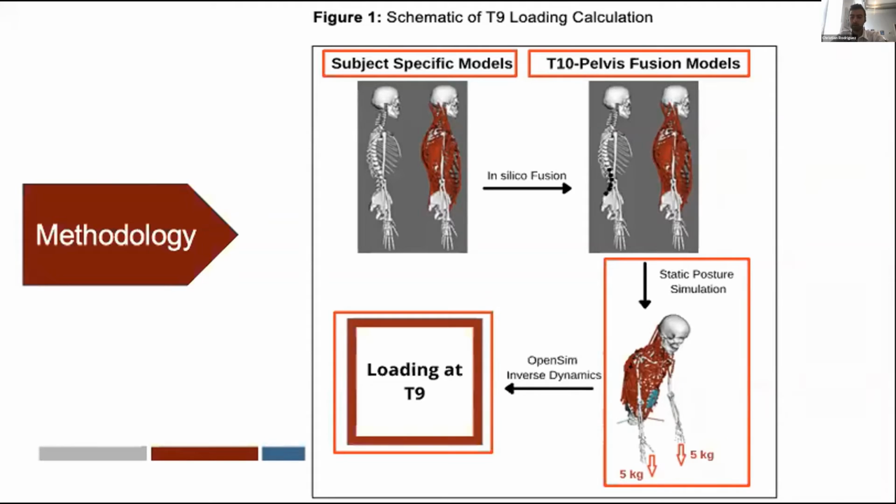For each subject, model type, and simulated posture, OpenSim static optimization was used to determine the pattern of muscle forces that would maintain static equilibrium at all spinal levels while also minimizing the sum of squared muscle activations. The OpenSim joint reaction analysis tool was used to compute compressive, medial lateral shear, and anterior posterior shear loads acting at the T9 vertebral body.